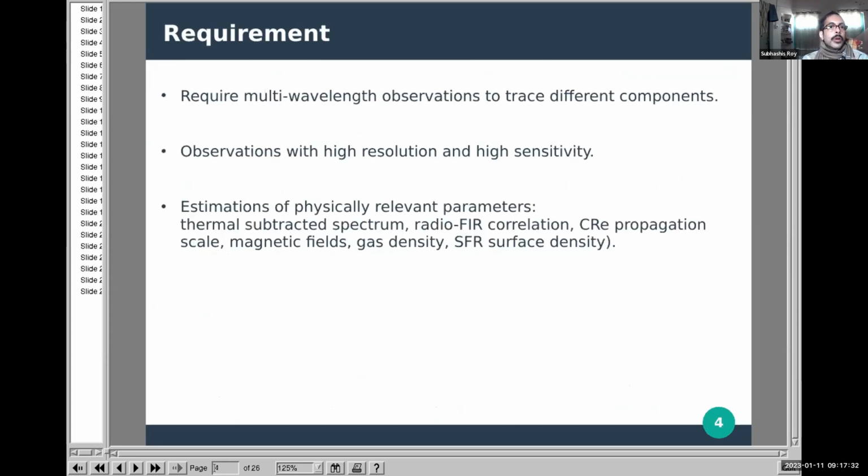So what do we need? We need multi-wavelength observations to trace different components, observations with high resolution and high sensitivity, and then of course one has to estimate the physically relevant parameters, which are basically the thermal subtracted spectrum, radio-FIR correlation, cosmic ray electron propagation scale, magnetic fields, gas density, star formation rate, and surface density. These are the various parameters which one would need to estimate from the maps made at multiple frequencies, multiple radio bands.